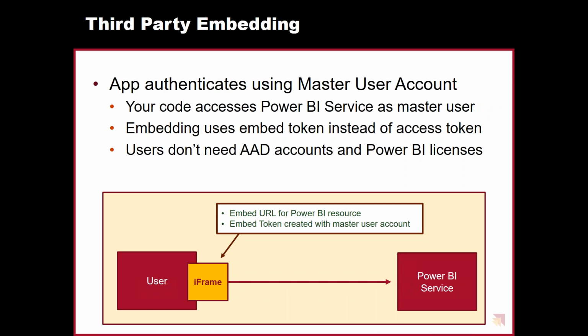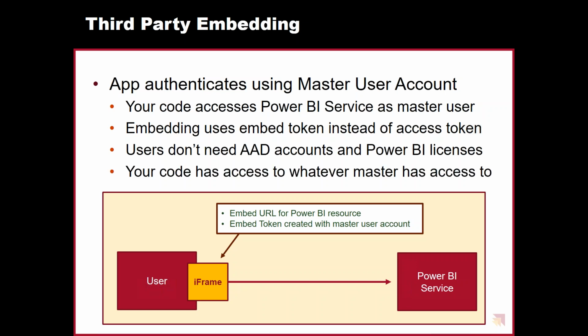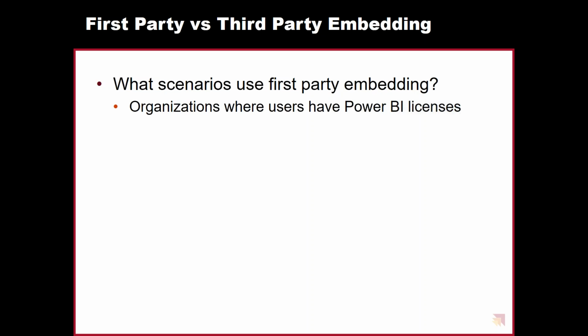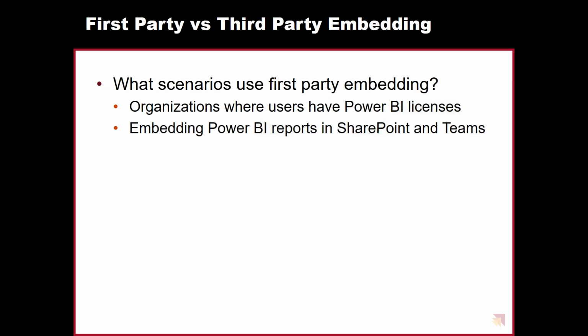Now, what's nice about that is that users don't need any account in Azure, nor do they need Power BI licenses. Okay, and your code has access to whatever the master user account has access to. That sounds great. Now, what are the different scenarios for first party and third party? So for first party, it's organizations where users have Power BI licenses. Okay, embedding reports in SharePoint and team sites.